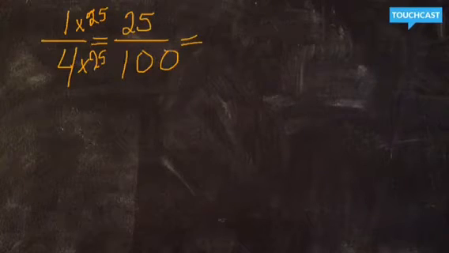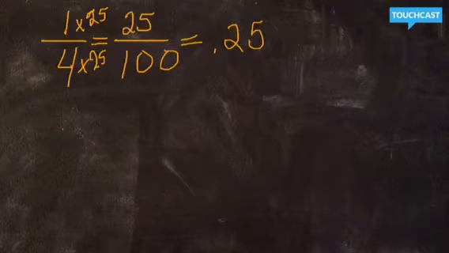Once you have your new fraction out of 100, all you have to do is take your numerator and put a decimal in front of it. 0.25. And that will be your answer. Let's take a look at another one, like 1/2.